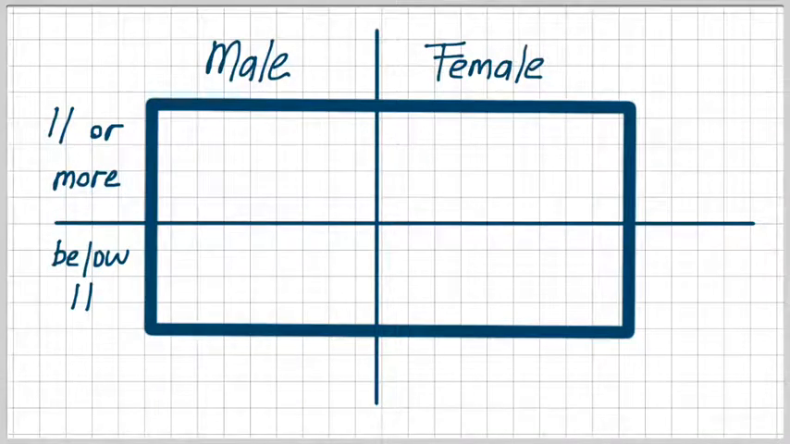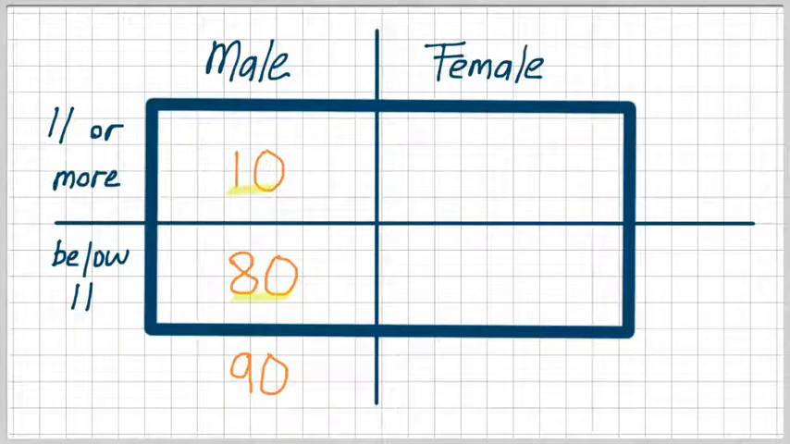Alright, so here's our table. What I'm going to do is fill in the values that I have. We have 10 males who got 11 or more on the beep test. We have 80 males who got below 11. Okay, now we total them up. That's 90. I hope you can all see that.